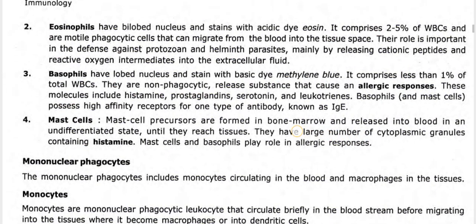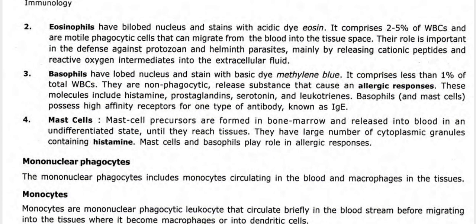Eosinophils have a bilobed nucleus and stain with the acidic dye eosin. They comprise 2 to 5% of WBC and are motile phagocytic cells that can migrate from the blood into the tissue space. Their role is important in the defense against protozoan and helminthic parasites, mainly by releasing cationic peptides and reactive oxygen intermediates into the extracellular fluid.